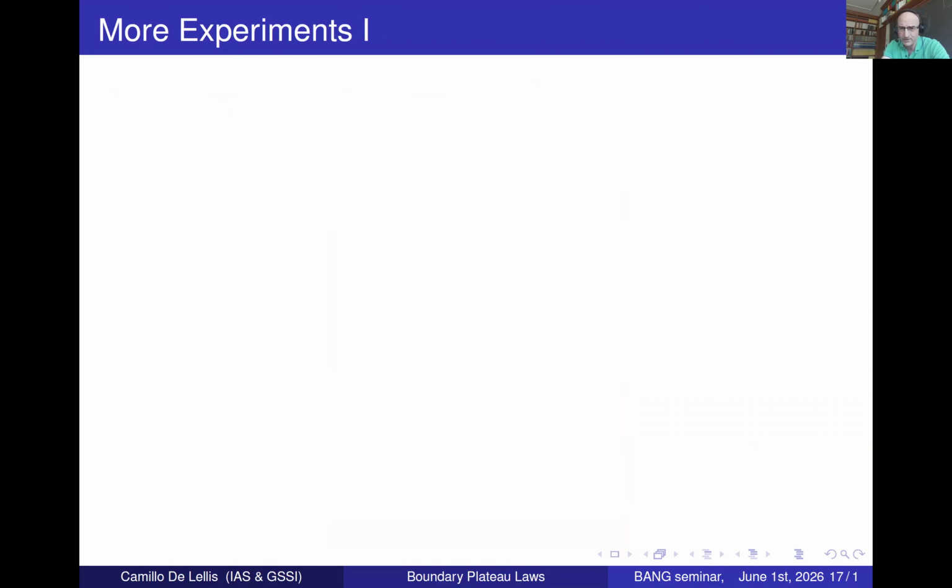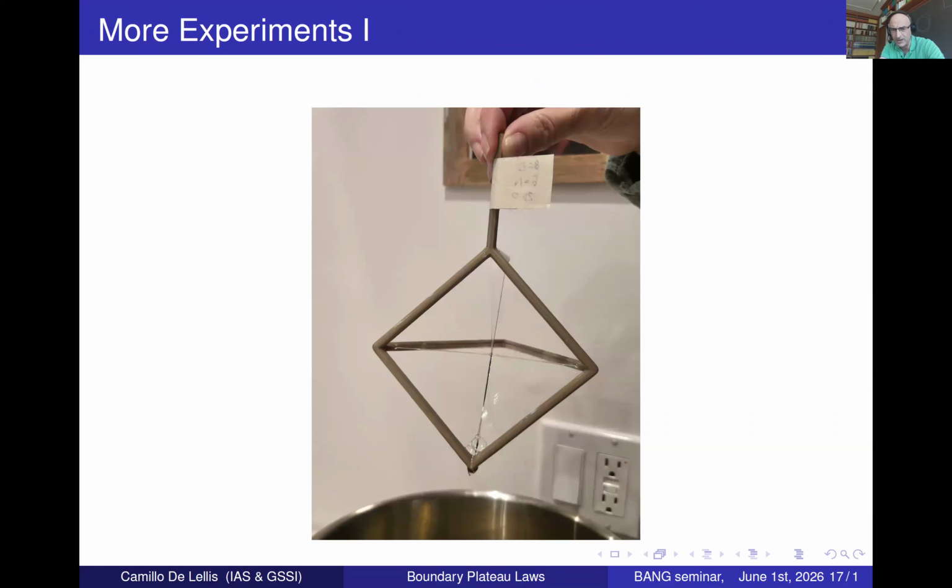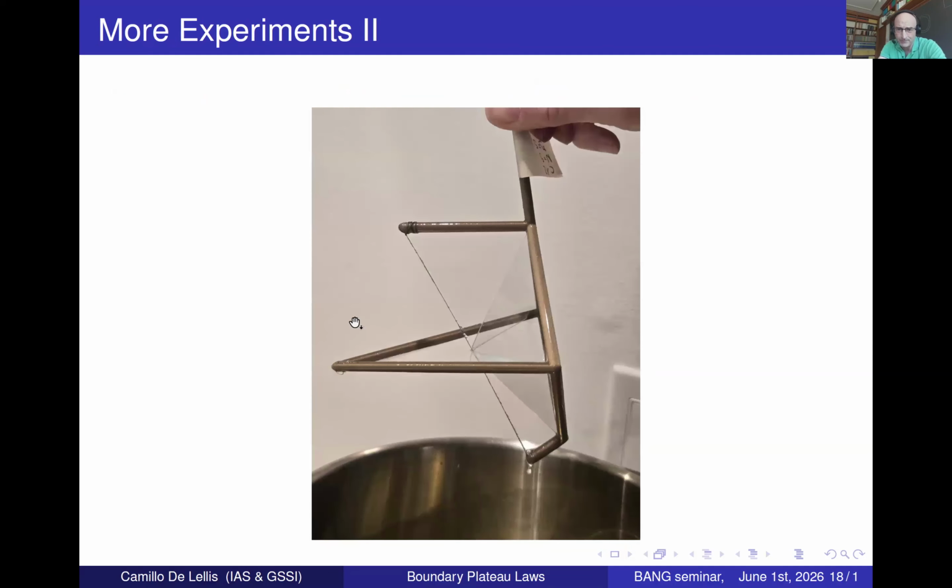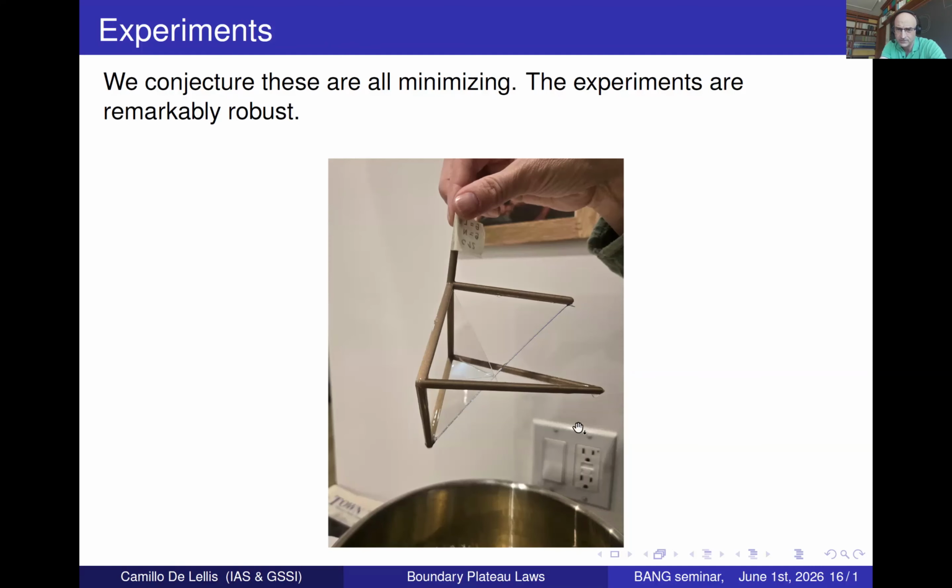So here are some other experiments. You're seeing the same sample from another angle. Here you're seeing a sample in which these two arcs are both non-trivial. In the previous experiment, this one was really trivial: this one was as long as possible, and this one was degenerate.